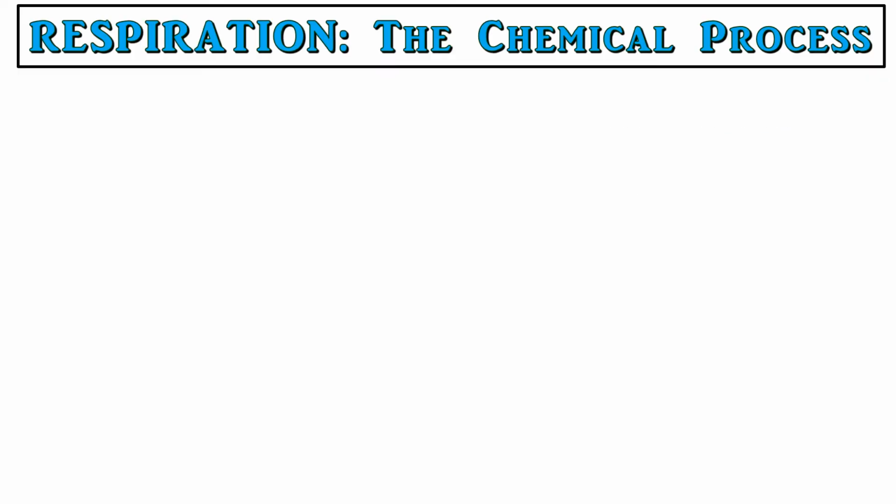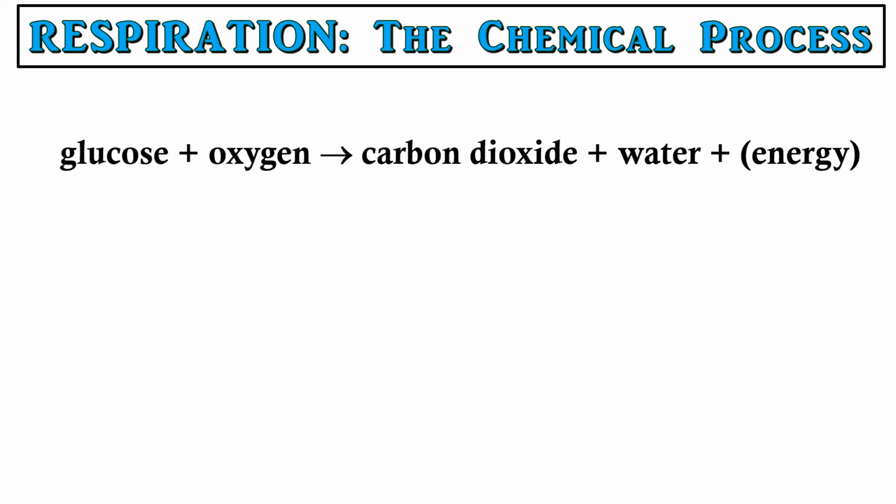What is the chemical process of respiration? So we said breathing is a physical process of taking in air and breathing out air. Gaseous exchange is the diffusion of oxygen into the blood and carbon dioxide out of the blood. And respiration is a chemical process. It is in fact the reverse of photosynthesis.